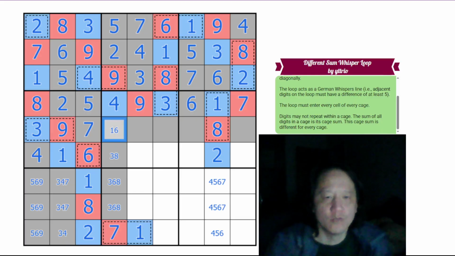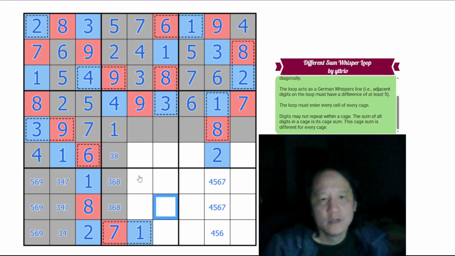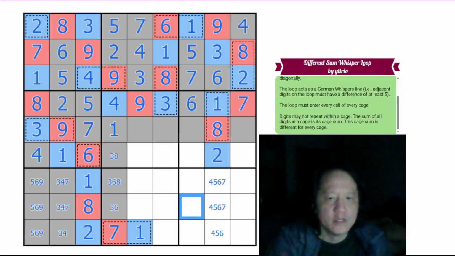This has to be 1 because there's no other place for it in column 4. One of these is a 6. This can't be 8 here because of 8 in the row. These can't be 6 because of 6 in the column.